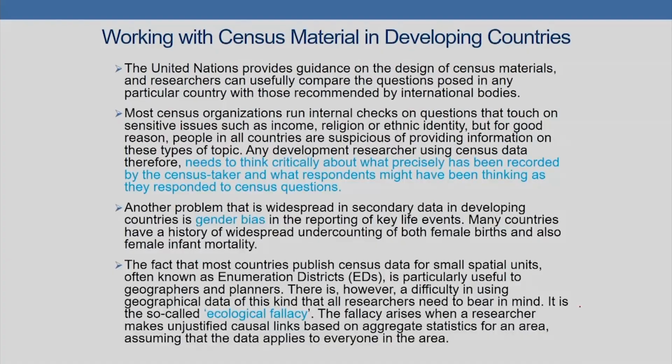This fallacy arises when a researcher makes unjustified causal links based on aggregate statistics for an area, assuming that the data applies to everyone in the area. Let me try to simplify this by saying that let us say we have nutrition statistics for a certain district in India, and the district may consist of a diverse population of various tribes and other ethnic minorities, or people belonging to different ethnicities.